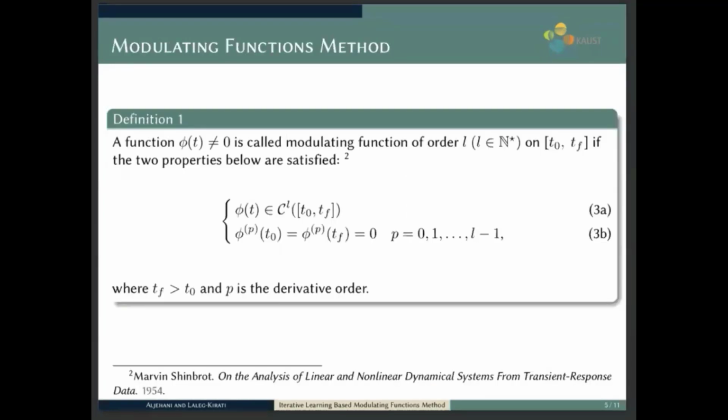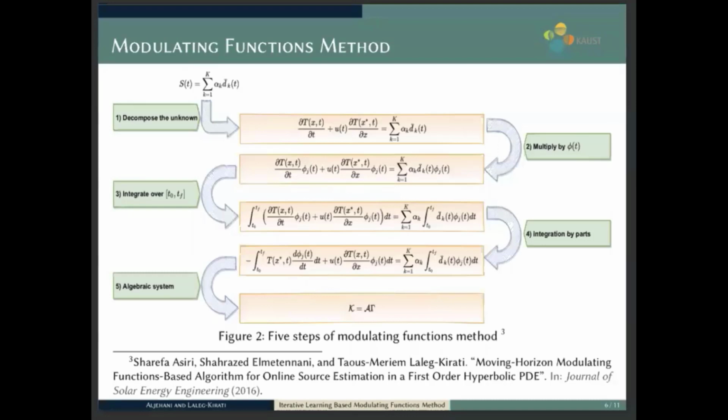Here is the definition of modulating functions. There are 2 properties that must be satisfied to call phi of t a modulating function. The first property is that phi of t must belong to space C of order L, and the second property is that phi of t and its derivative must be 0 at the boundary. One advantage of using modulating functions method is that it transfers the estimation problem to an algebraic linear system. By following the 5 steps, we can transfer the PDE model into an algebraic linear system. Then we can estimate the unknown capital gamma by taking the inverse of A.